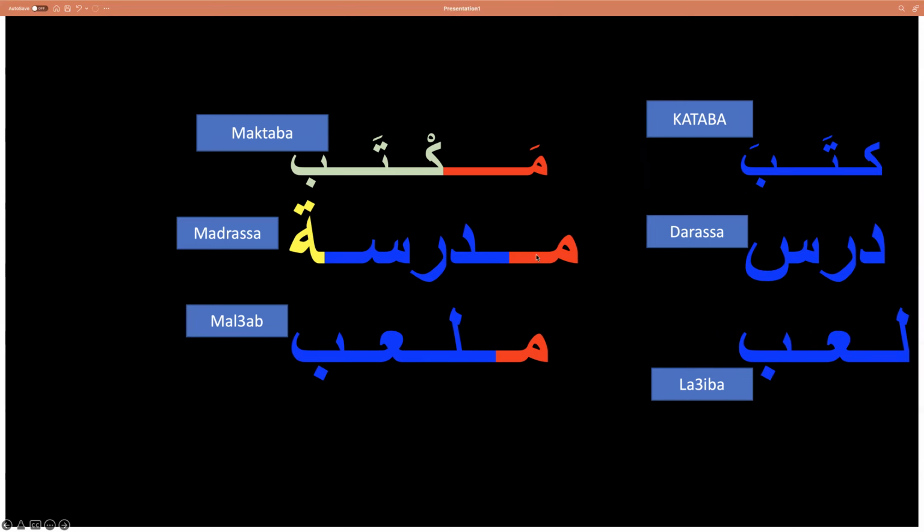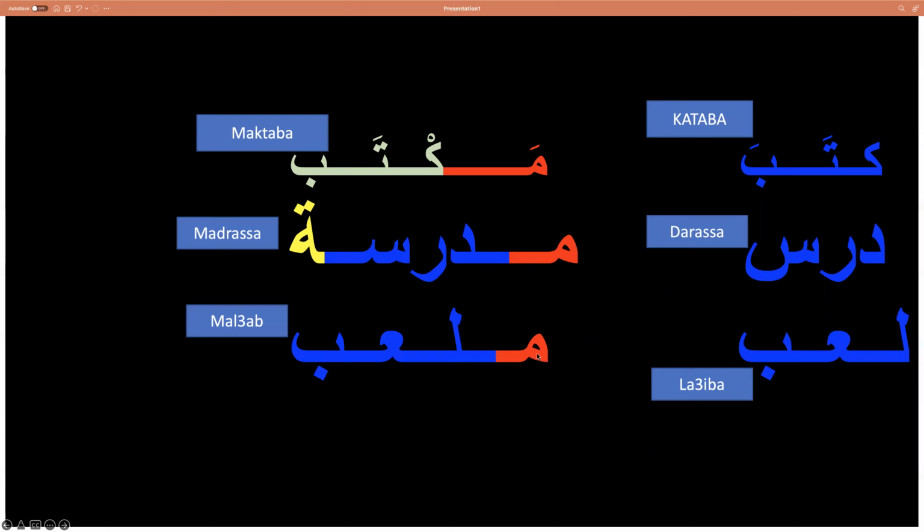We have here m or ma can be considered like a prefix, and ta marbota like a suffix. La'iba, another verb, la'iba. Notice how we represent this sound ain, la'iba. Here, la'iba, which means he played. He studied, he wrote, he played. La'iba, that is the verb to play in the past.